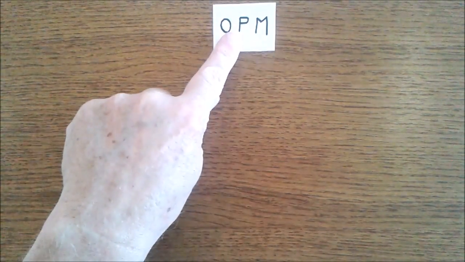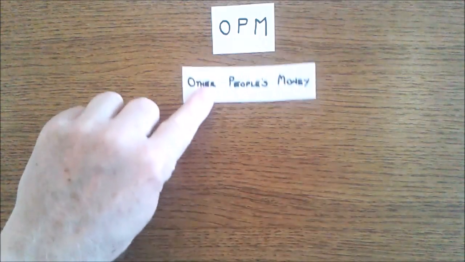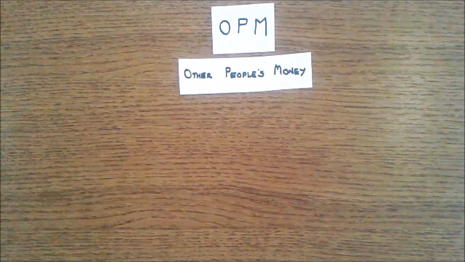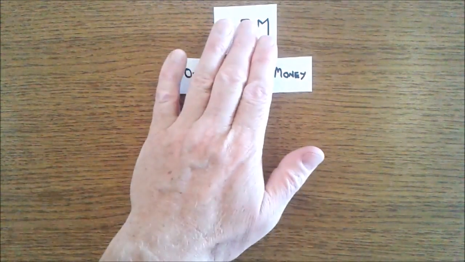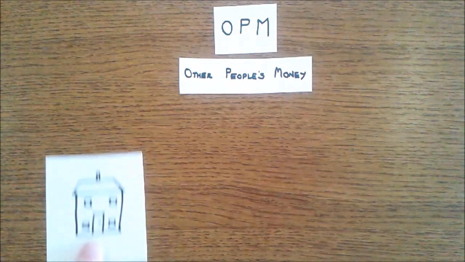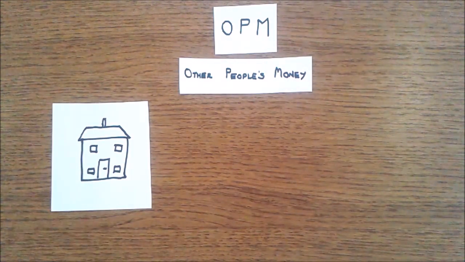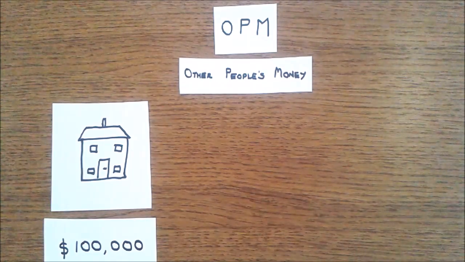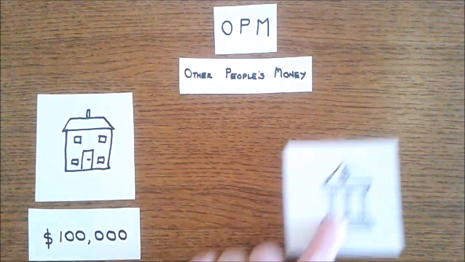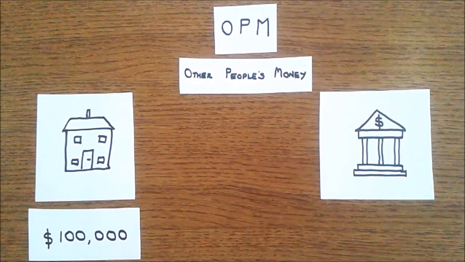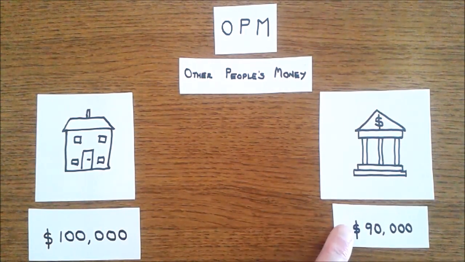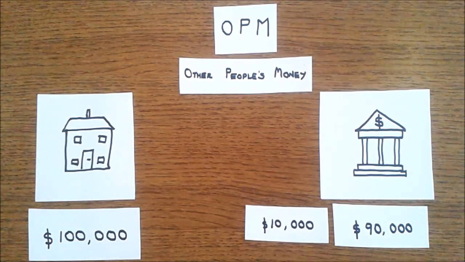Today I thought we'd look at the subject of OPM, or other people's money, and more importantly, using other people's money. So let's say you bought a house and it costs you $100,000. Now most people haven't got $100,000, so they would tend to go to a bank who would give them a mortgage of say $90,000, and they'd put in $10,000 of their own money.